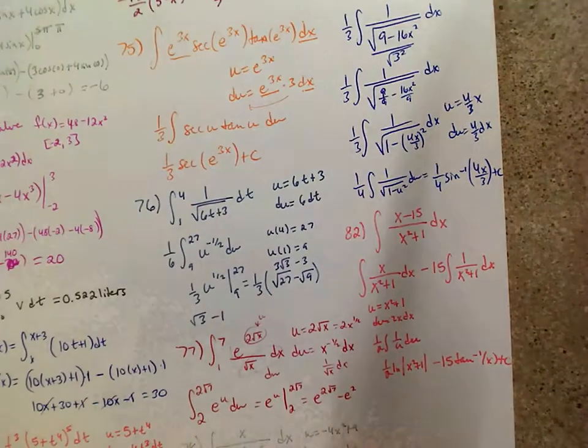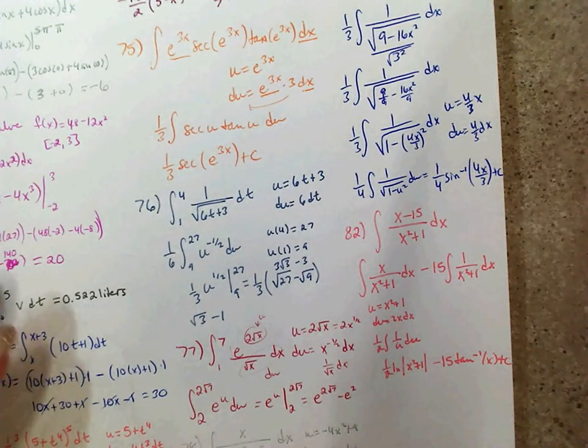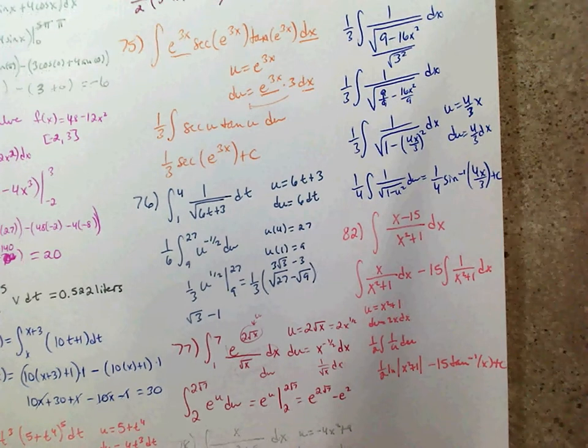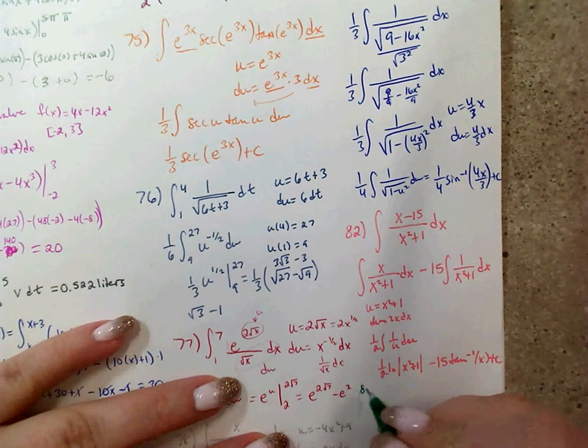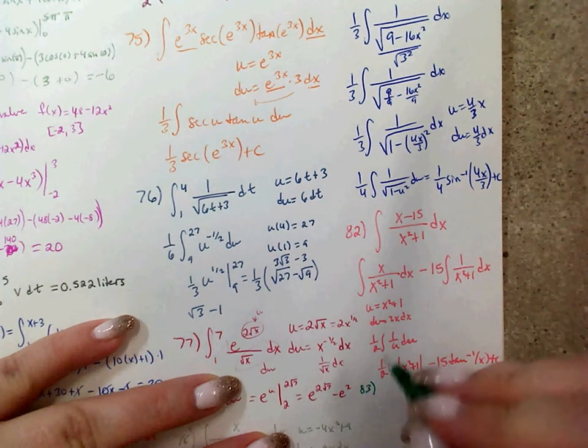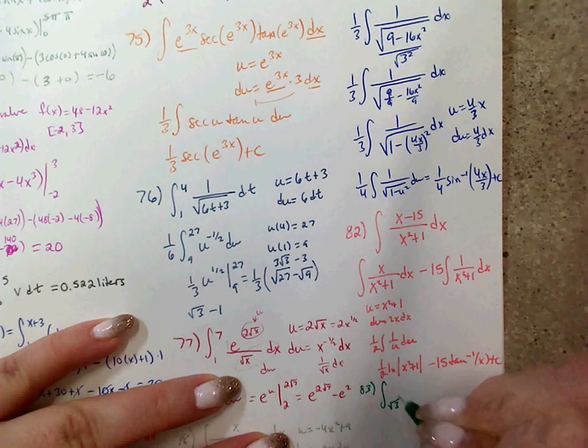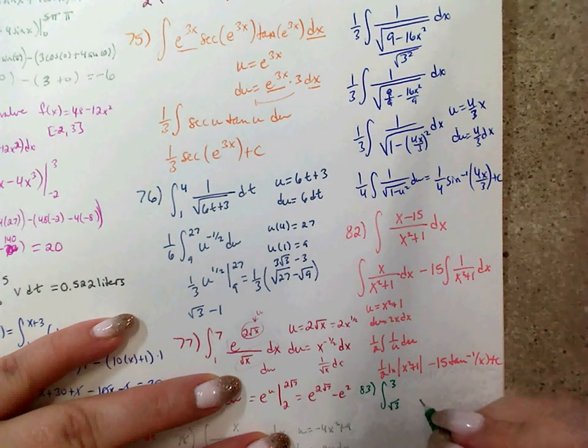Alright, 83. Evaluate the integral. Do I have space? Kind of, if I do it small. Let's see. 83. The integral from the square root of 3 to 30 of 12 over 9 plus x squared.